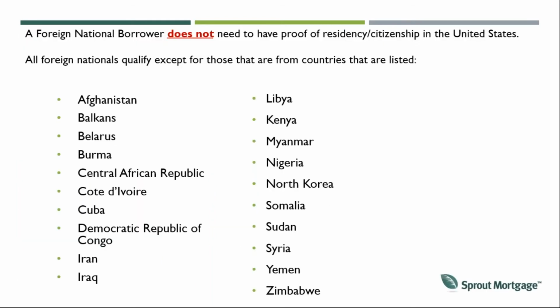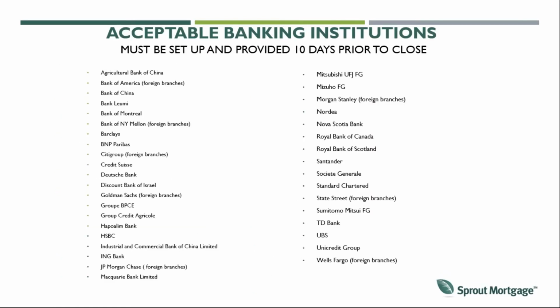All right, so note that a foreign national borrower does not need to have proof of residency or citizenship in the United States. All foreign nationals qualify except for those countries that are listed here on the screen. It's important to be sure that banking institutions for foreign national programs are provided to our operations team and set up at least 10 days prior to closing.